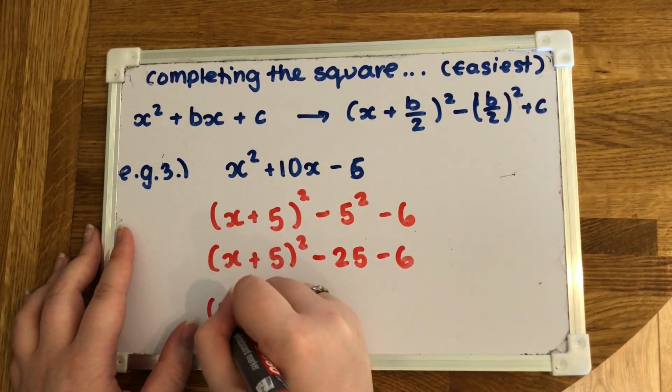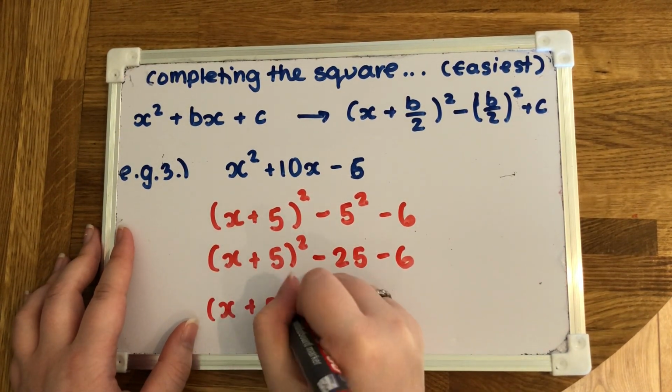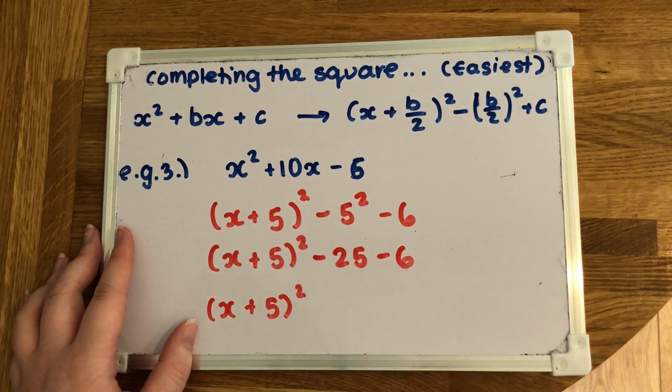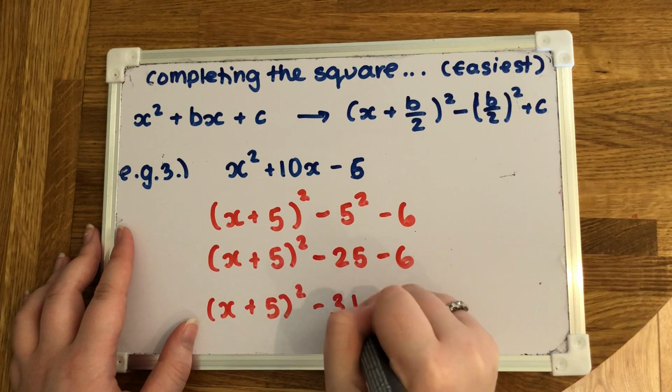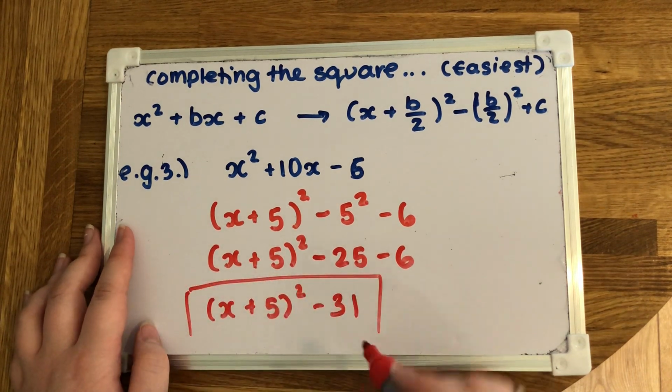And then we can simplify the numbers at the end one more time. So negative 25, take away 6 more, would be negative 31. Okay, and that's my final answer.